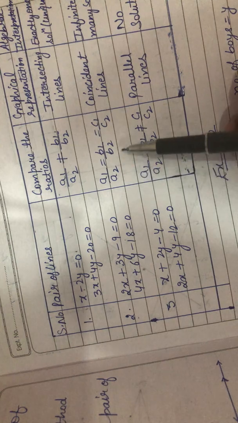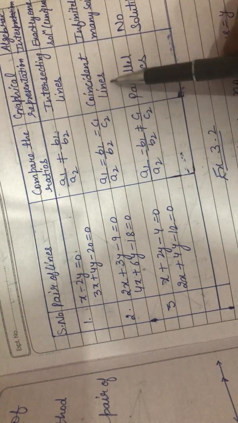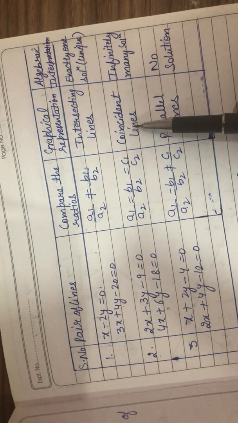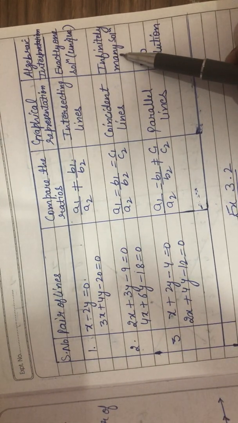On comparing the ratios, we get all the ratios equal. If all the ratios are equal, it means they are coincident lines, right? The graphical representation will be showing coincident lines, and coincident lines always have infinitely many solutions.